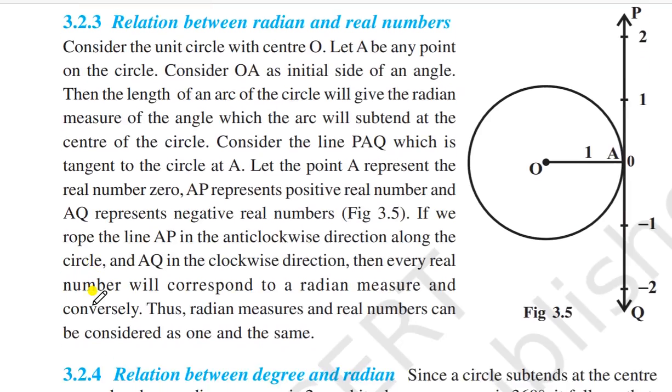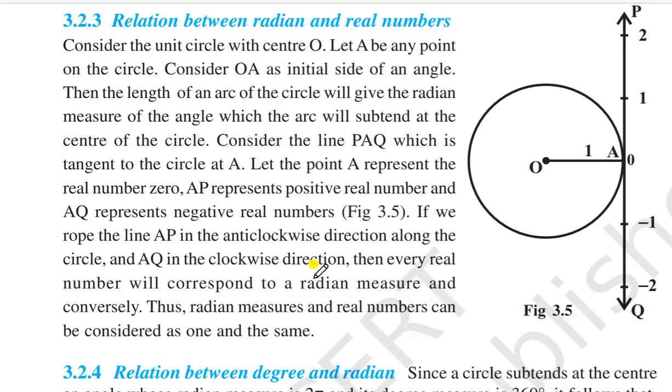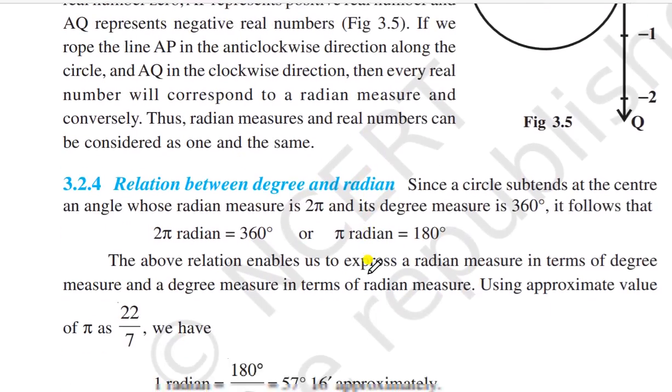So we were studying how radians and real numbers are one and the same. So radian is arc length divided by radius. So if the radius is 1, the arc length is 1. So if we rope this line onto this till here, this will be 1, this will be 2. So that'll be 1 rad, and this will be 2 rad basically. So it works like that.